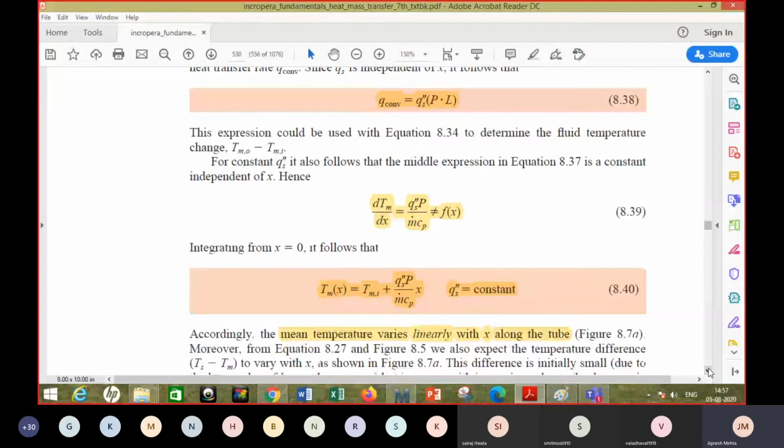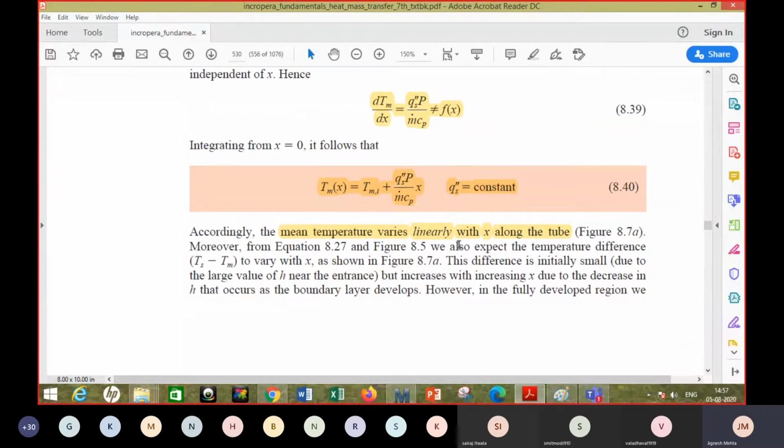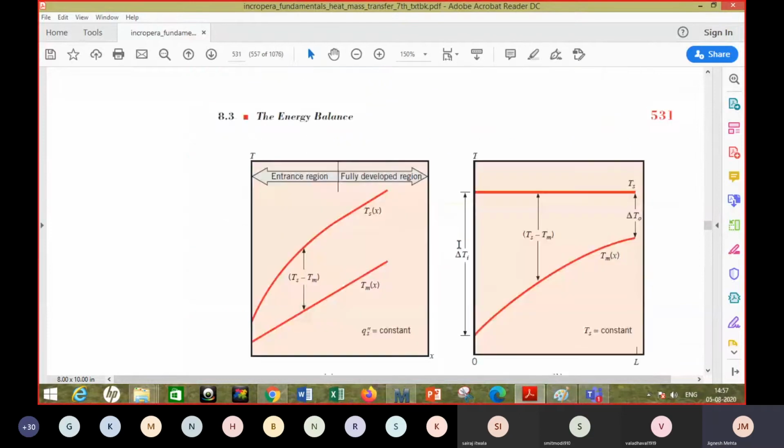In that case, the equation for Tm, the mean temperature as a function of x, would be Tmi plus Qs double prime P into x upon m dot Cp. So this is nothing but the equation of a line. It means that the change of the mean temperature in this case is linear. It changes linearly, but this is for the fully developed region.